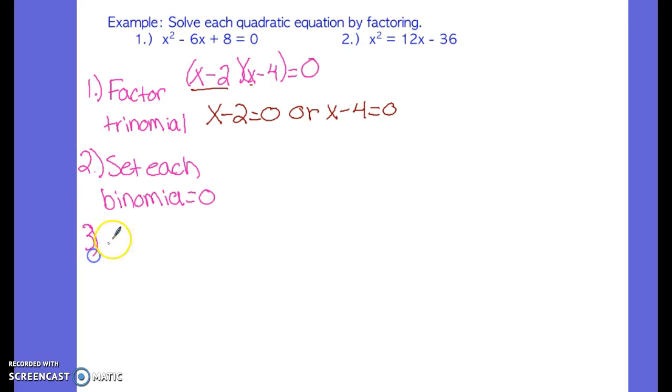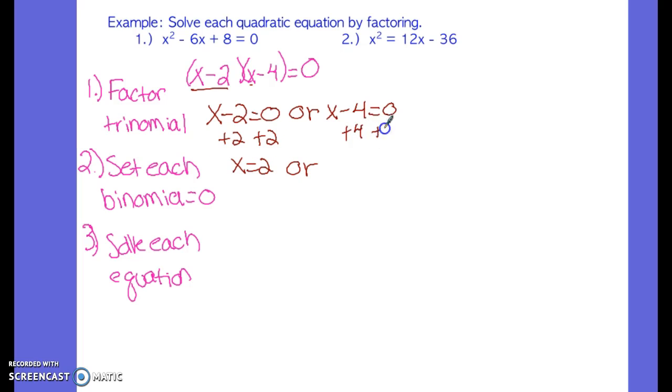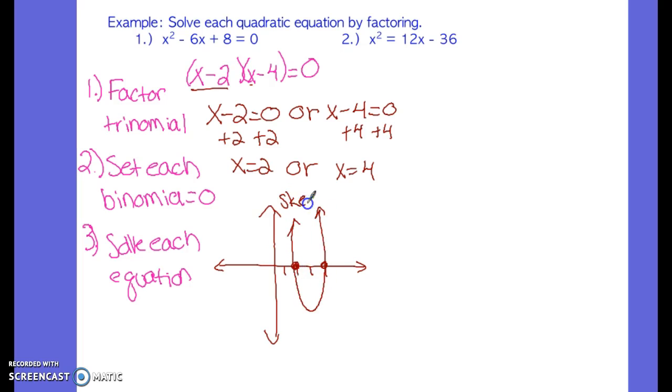Step 3 is to solve each equation. So if I solve each equation, I would add 2, x equals 2, or add 4, x equals 4. So that means that these are my zeros of the quadratic. You can even think about the graph at 2 and 4. What that means is 1, 2, 3, 4. You now know, and a is 1, so a is opening up. You know that your graph looks something like this.